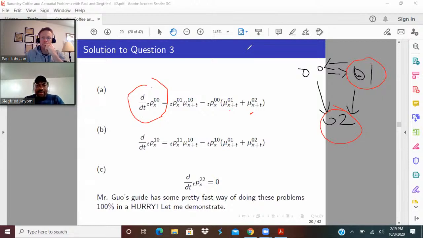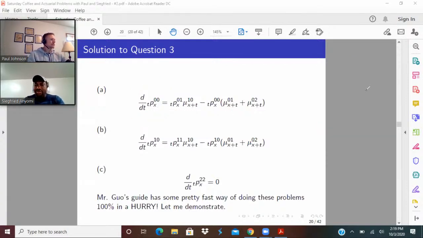To solve the B part, it's pretty much the same technique, right? All we need to do is rewrite all the various transitions. Since we're looking at 1, 0, I'm going to add a 1 here, and a 1 there, and a 1 here, and draw my paths. Once I do this, I'm easily able to visualize who is coming in and who is going out.